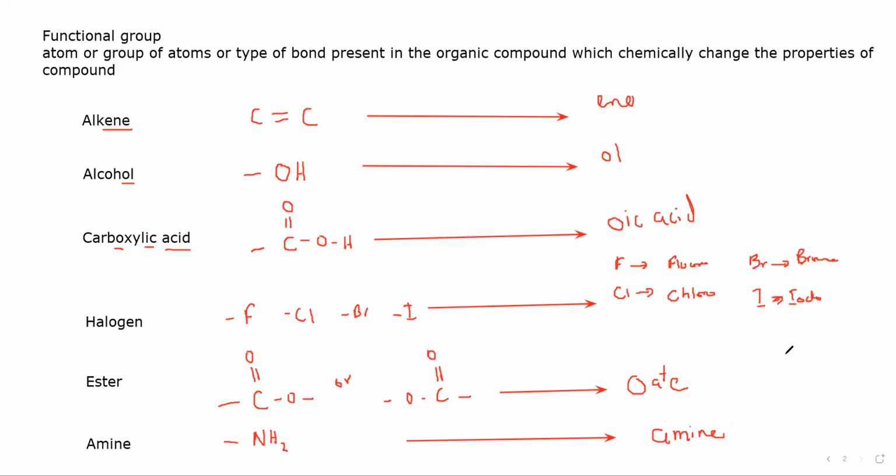So if there's a double bond, it is alkene. The name should end at ENE. If there is OH present, it should be alcohol. If carboxylic, C double bonded with O and OH is there, we call them carboxylic. The name should have oic acid. And if halogen, chlorine, bromine, or iodine is there, we will use chloro, bromo, iodo, fluoro. Ester, C double bonded with O and O is there, we call them ester. And the name should have oate. And amine, which is the NH2 group, the name should also have amine.